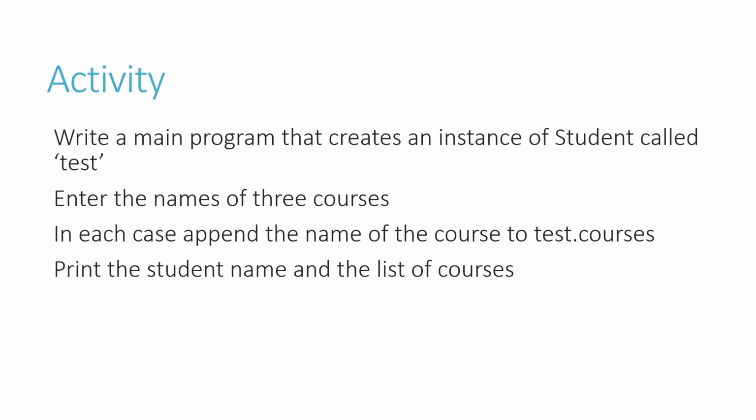If you need support, you can scroll back and look at the examples that I've given, or you can just try and do it from memory. Write a program that creates an instance of the student class. You can call this instance test. Enter the name of 3 courses and append these courses to the course list for this student, and then complete the program by printing the student name and the list of courses that the student is enrolled on. So this doesn't use get and set procedures. It's very plain object-oriented programming. So obviously we're going to amend the program in a moment.